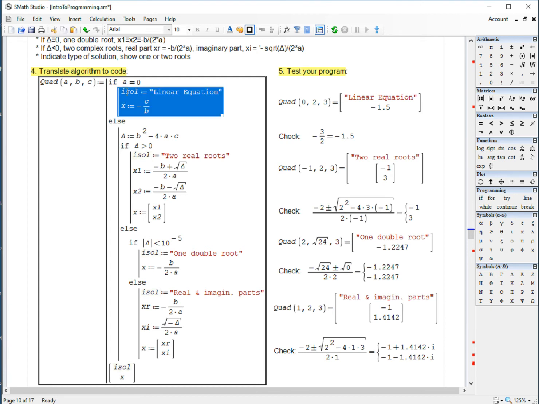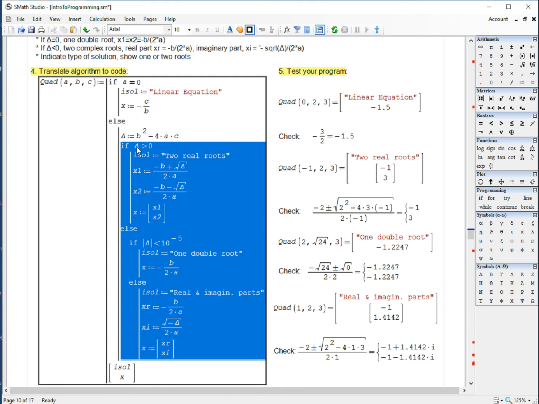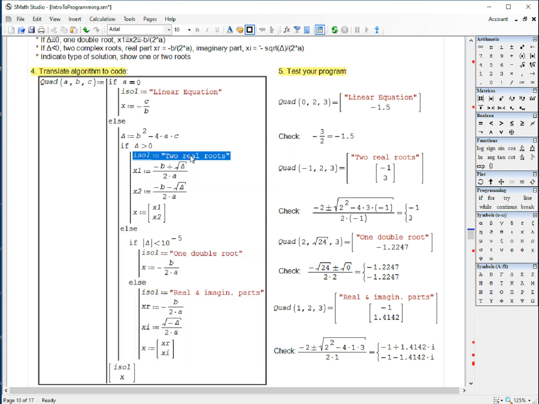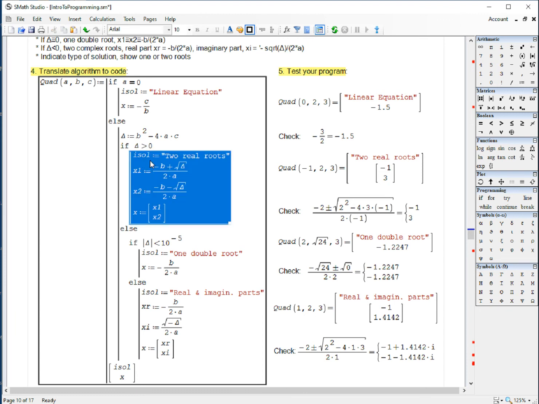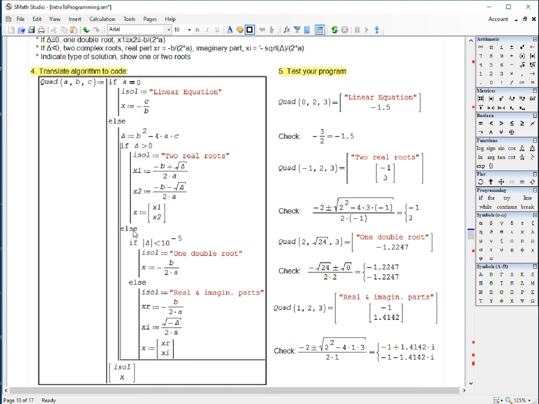If this is not true, if a is not 0, then we have to check the discriminant. We calculate the discriminant, and if that discriminant is greater than 0, then we have the case of 2 real roots whose values are given by x1 and x2, and I'm going to put that in the form of a vector. So the condition here is delta greater than 0. The true part of the if statement is this one. The other option is the following.